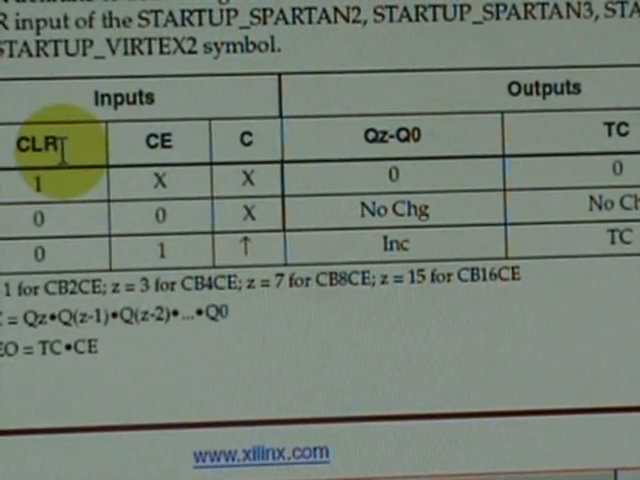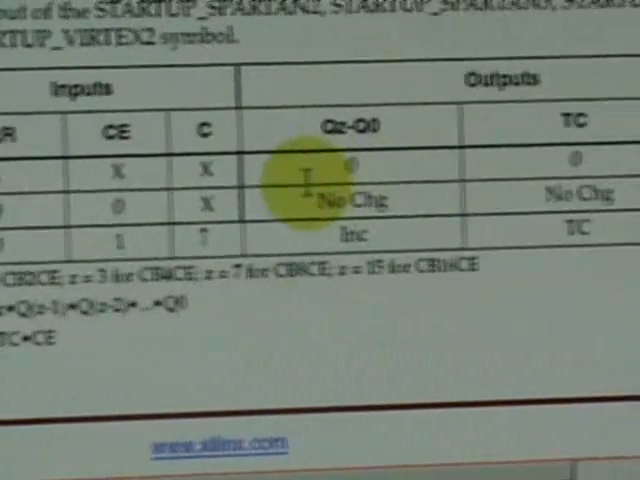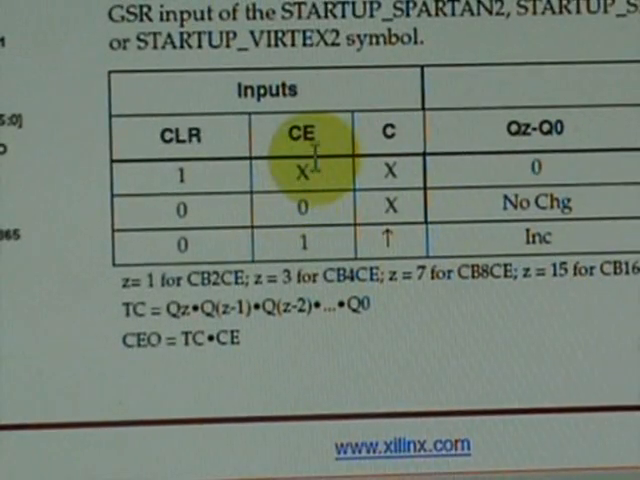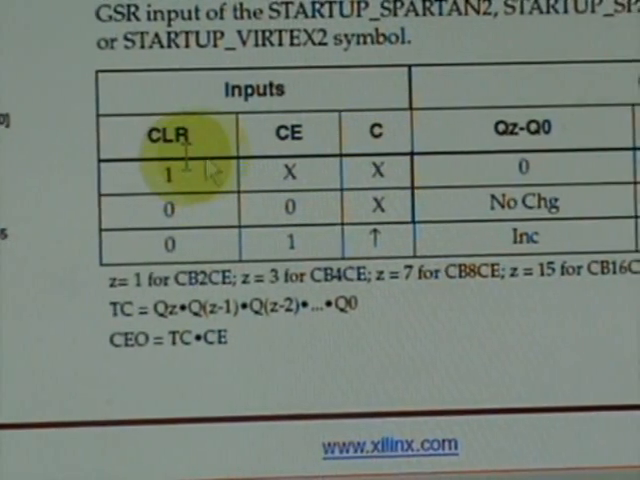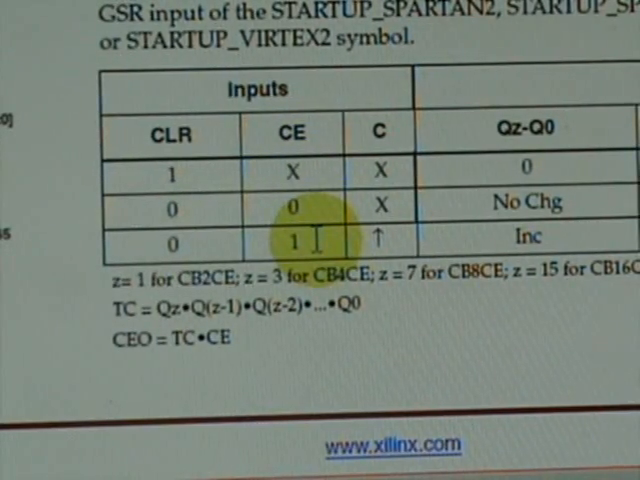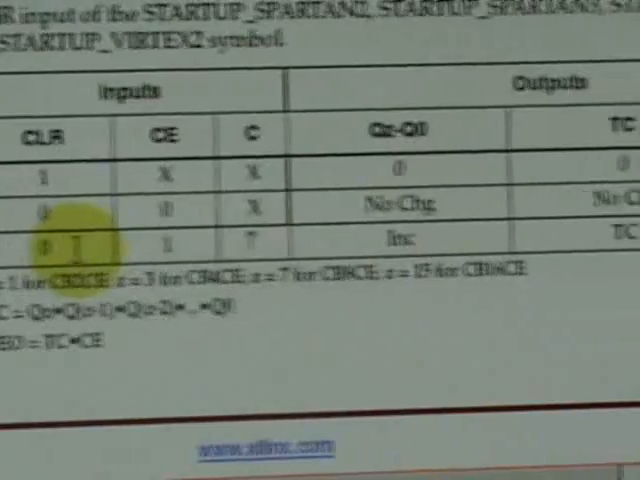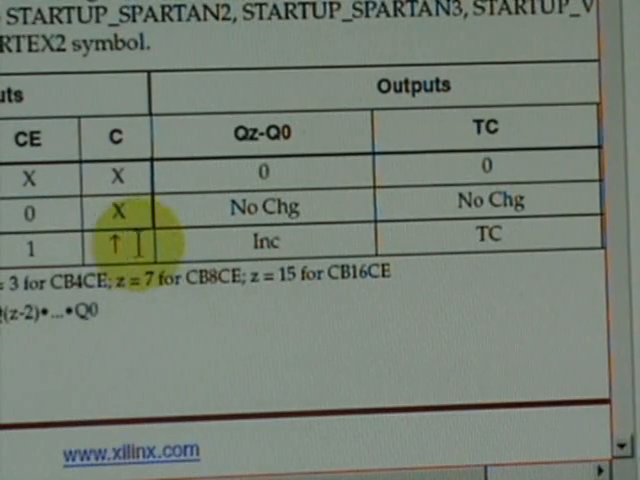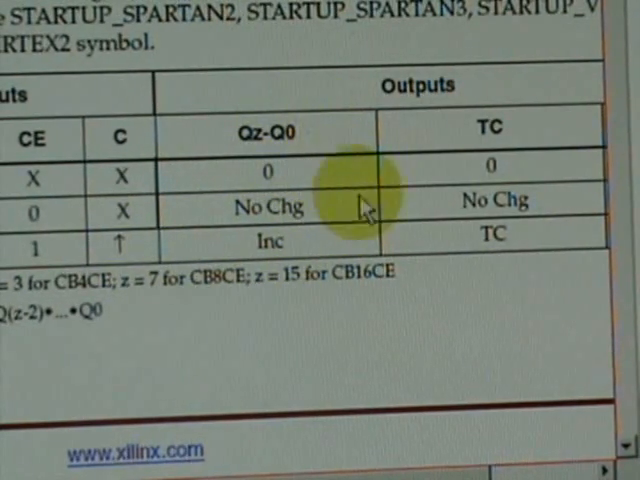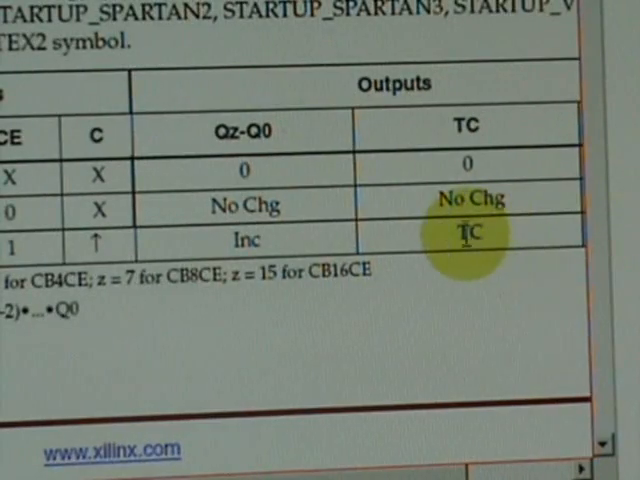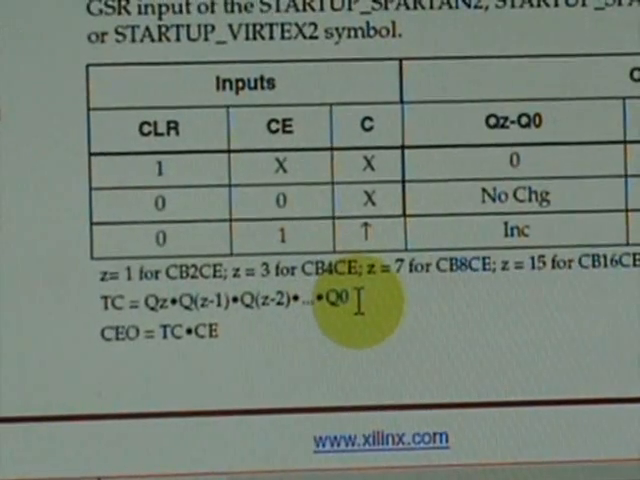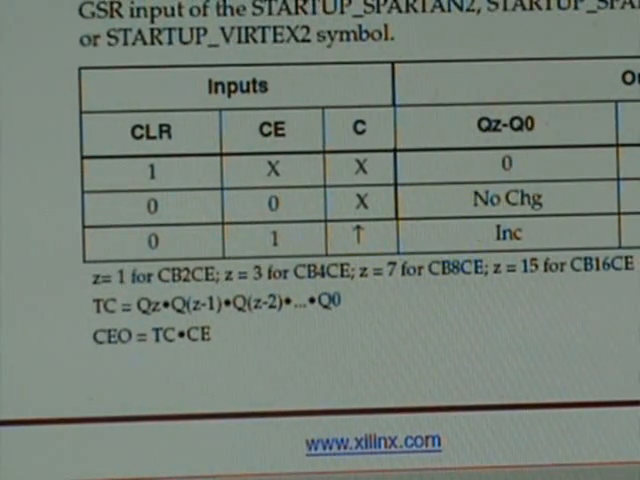When the clear line is high, the output goes low. The timer complete is low, regardless of the clock. But when the clock enable is high and the clear is low, then each time the clock line C rises, it will increment the output count. The TC will go high when all the bits in the counter are high. And this description is good for all those three counters.